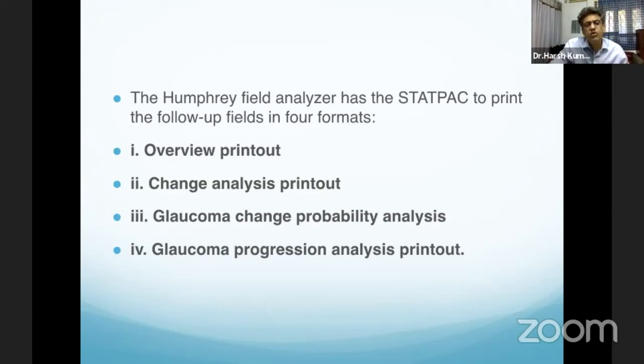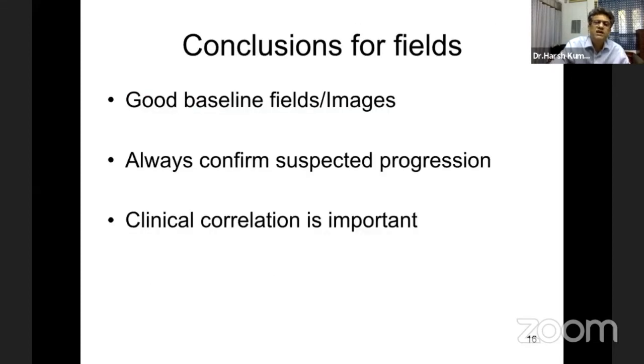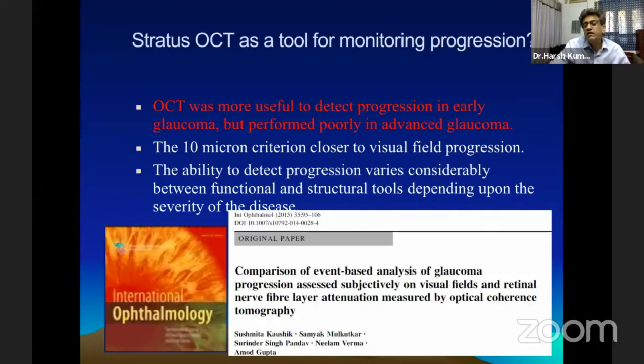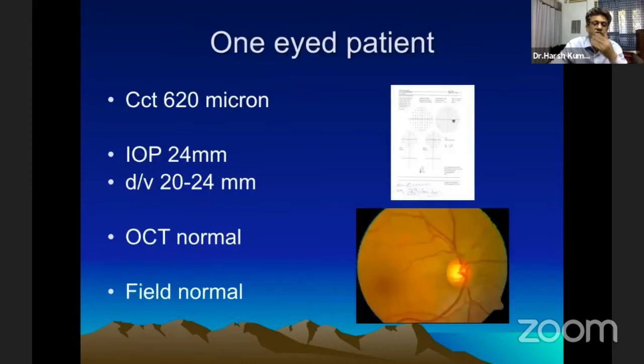Plus, though we have all these strategies which have already been talked about, there is a learning effect, long-term fluctuation, already bad field, other pathologies which are going to complicate matters for us. And again, OCT, like Prateek has already clearly defined everything. But yes, we have to understand that OCT would be good for you in the very early stages, where it is really, really useful to detect early changes, and you can change your step from observation into action. Pachymetry is important because the thinner the corneas, you have to be more suspicious and aggressive.